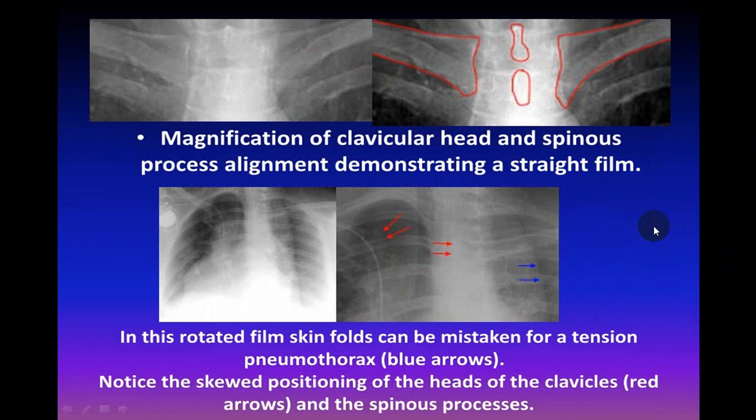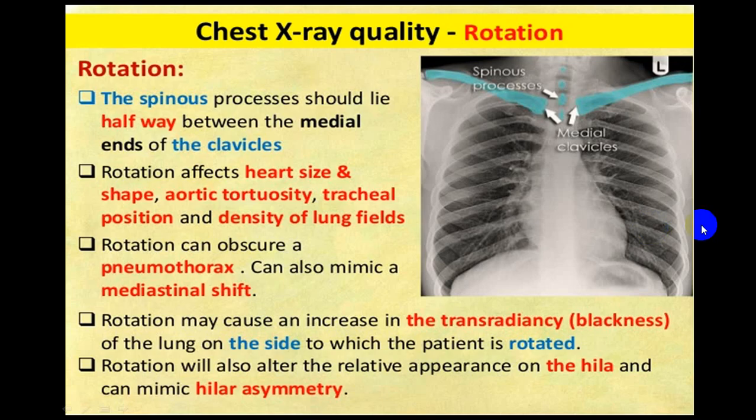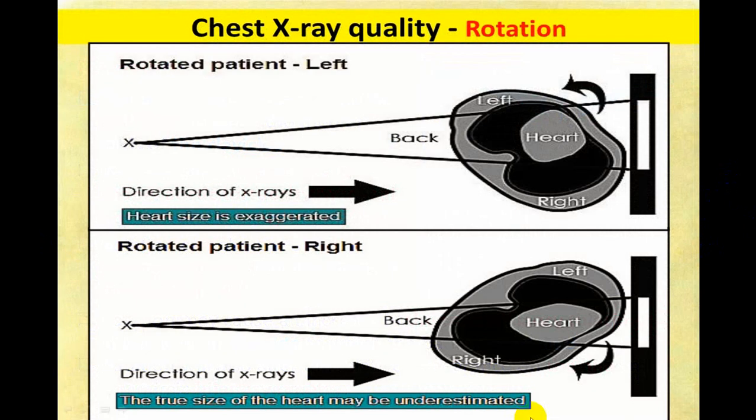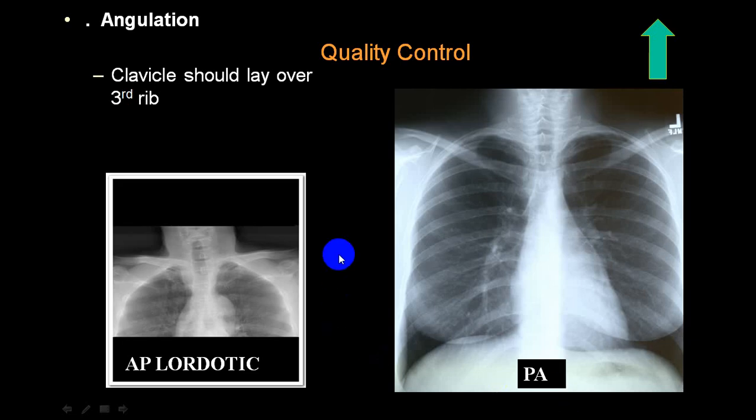So try to have that particular in your mind. Rotation will give you a little false impression regarding different situations. So always look for that rotation. So this is that interpretation. You can see during a rotation, heart size will change. If there is a rotation to the right side, heart will appear smaller, and if there is a rotation to the left side, heart will appear a little enlarged. So always look at it.